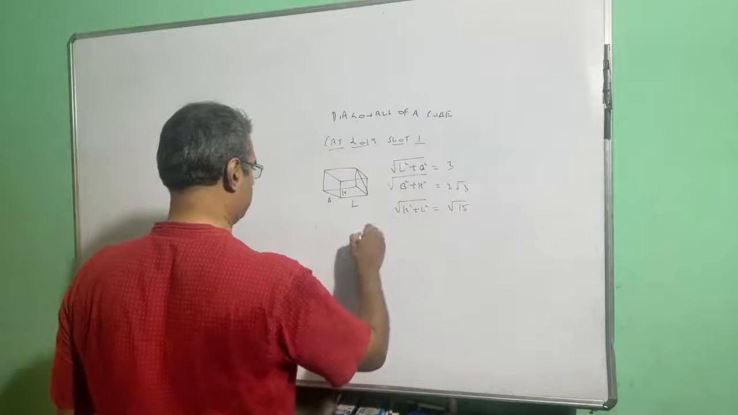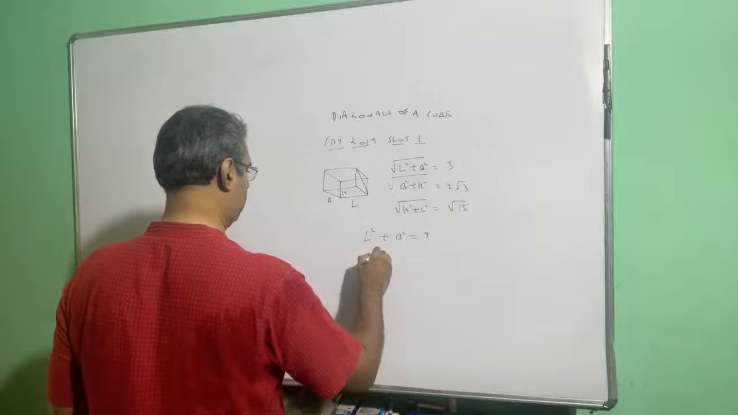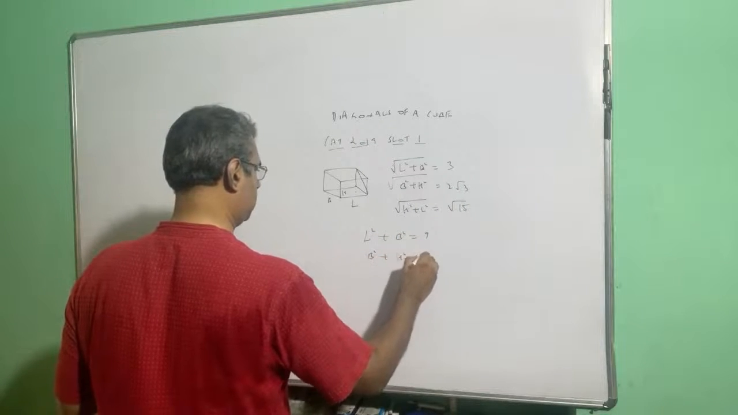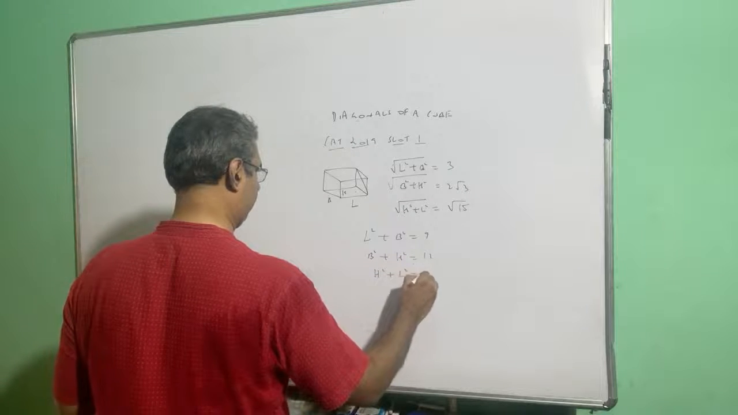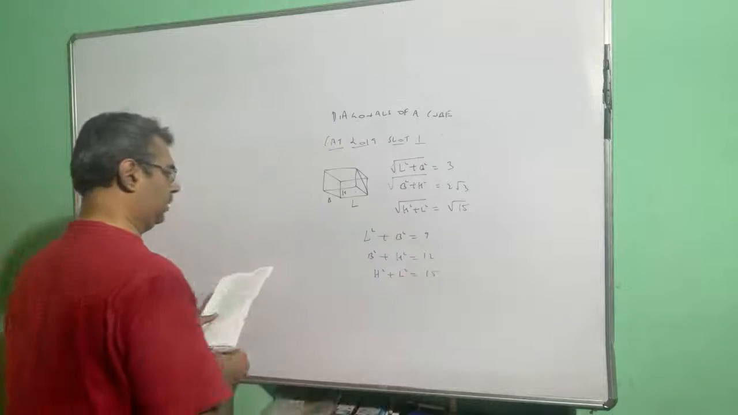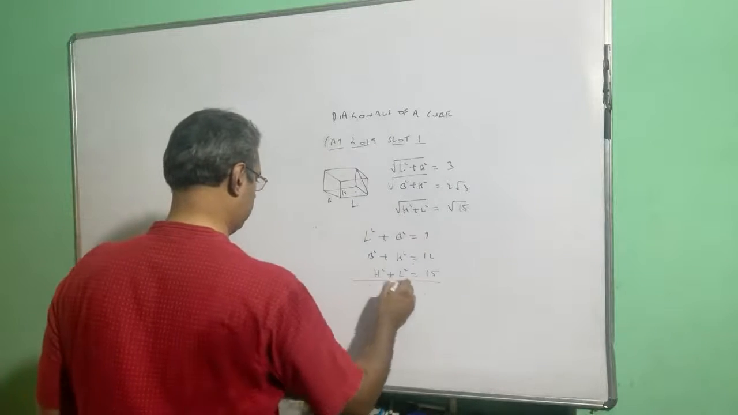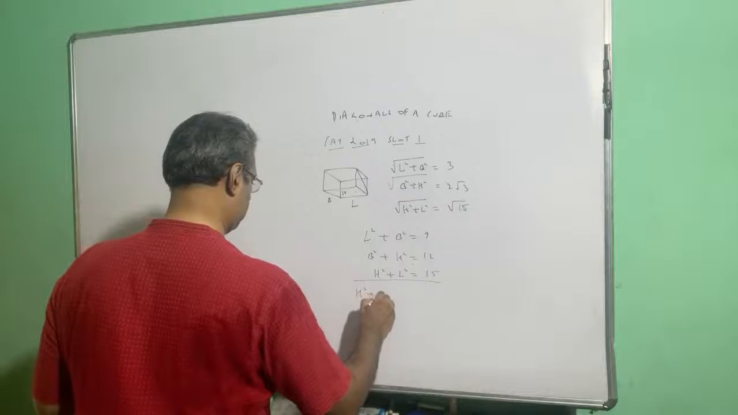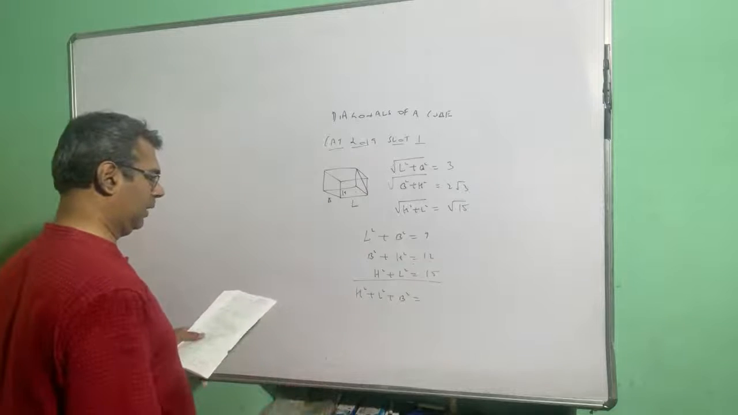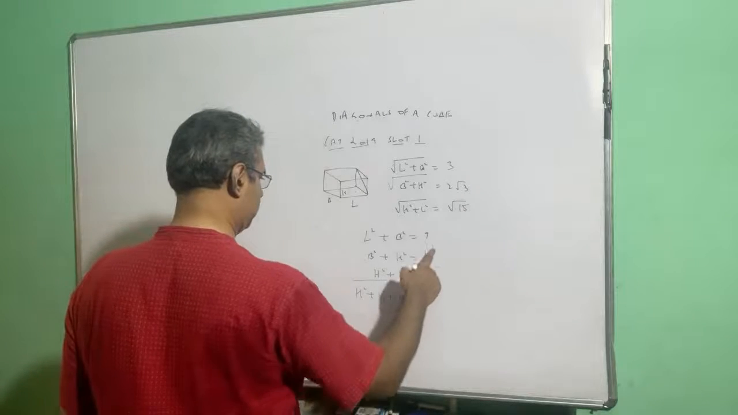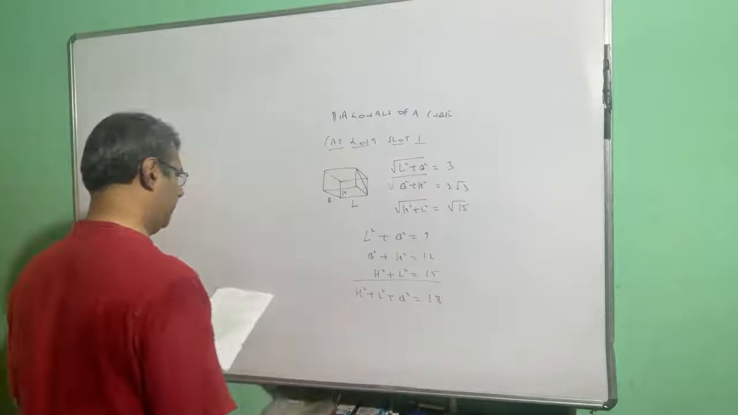So from the first one we can say that L square plus B square is 9. From the second one, B square plus H square is 12. And third one, H square plus L square is 15. So if you add all of them, H square plus L square plus B square, you have to just add all of them. So it's coming to 18.